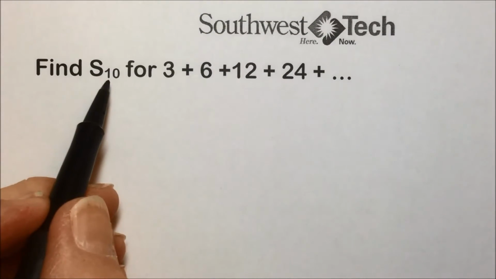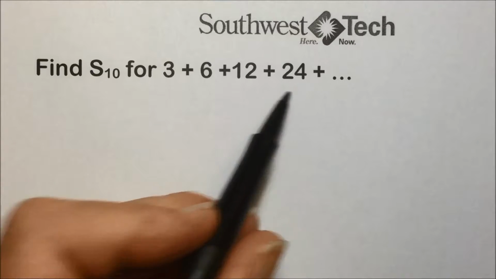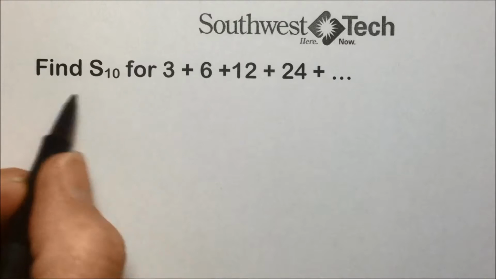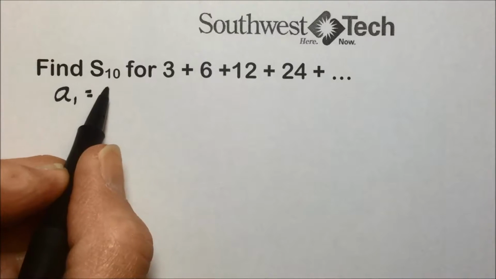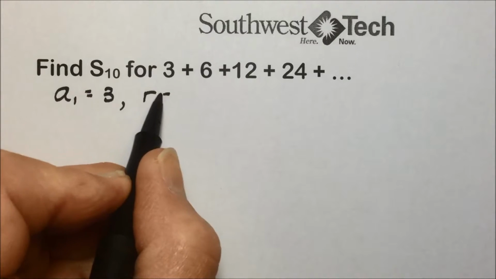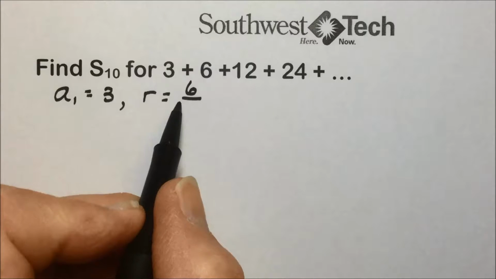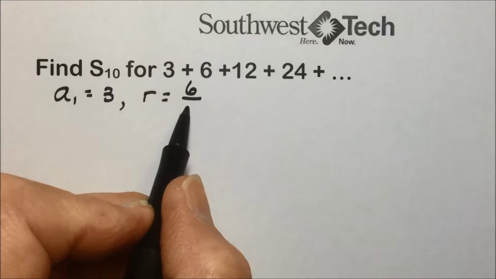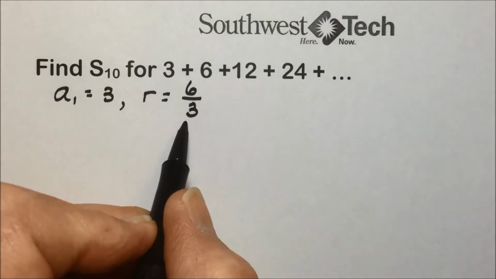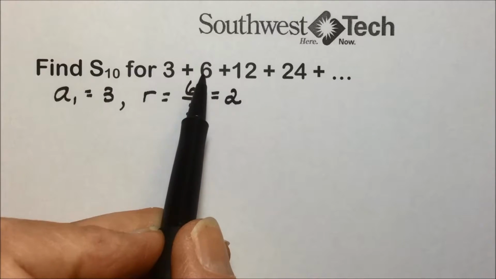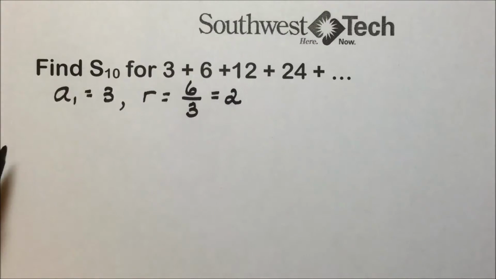And let's look at an example of finding the sum of the first 10 terms for this geometric sequence. We need to know what the first term is. That's 3. We further need to know the common ratio, and we can find the common ratio of a geometric sequence by taking a term in a ratio with the preceding term, which gives us a common ratio of 2, and we can verify that. 6 times 2 is 12, 12 times 2 is 24.